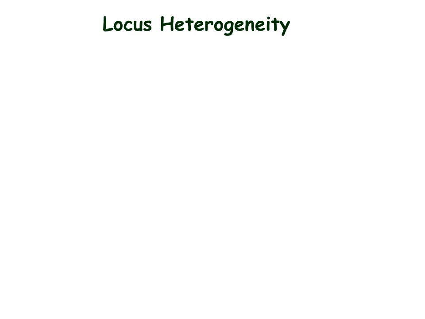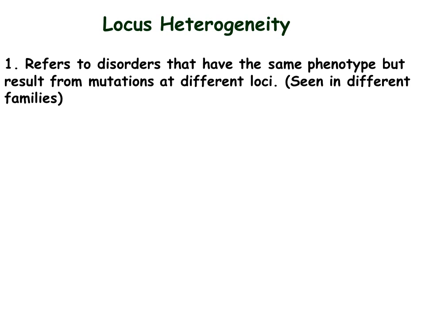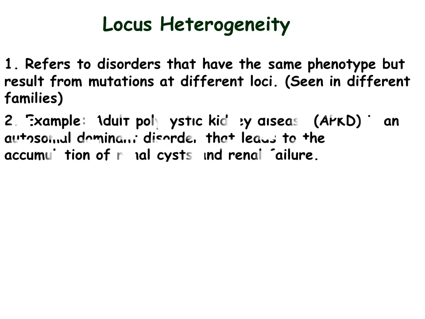Another thing that can happen is something called locus heterogeneity. This is when you're talking about a single disease, but it can be due to different mutations in entirely different genes. So they have the same phenotype, but they have different genotypes. And we see this in different families with the same disorder. A classic example of this is adult polycystic kidney disease.